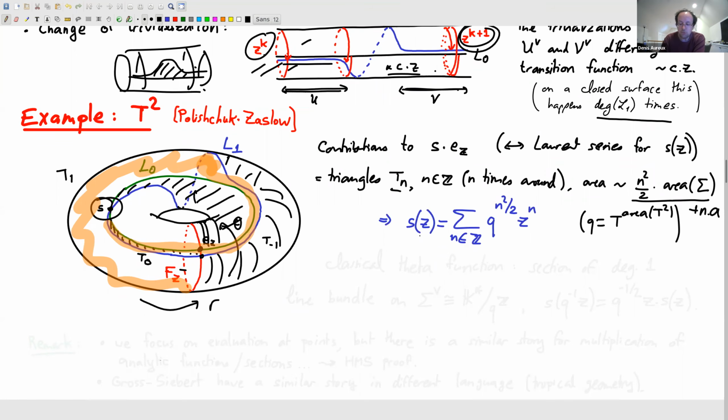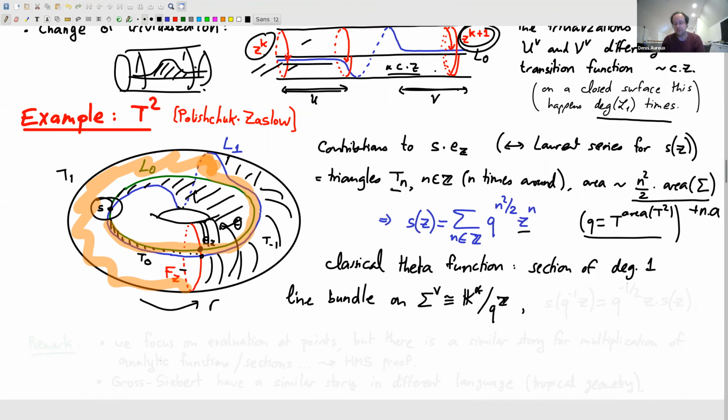Okay, and so that means we write, in fact, the Laurent series expression for S in terms of the coordinate Z on the mirror as the sum over all integers n of Q to the n squared over 2, where Q is the weight of the whole area of the torus, times Z to the n.